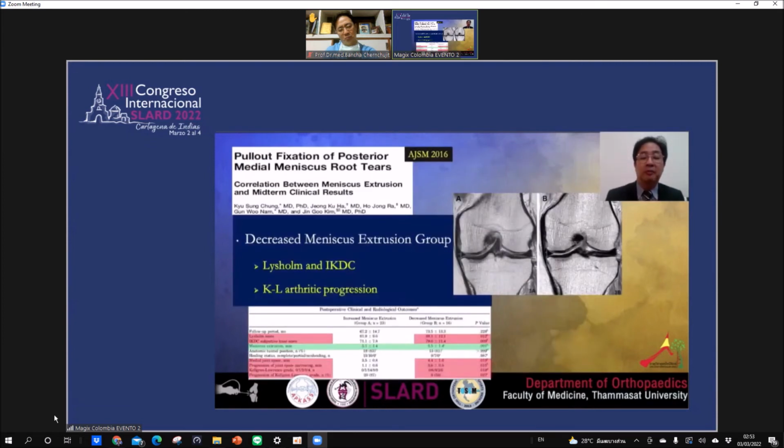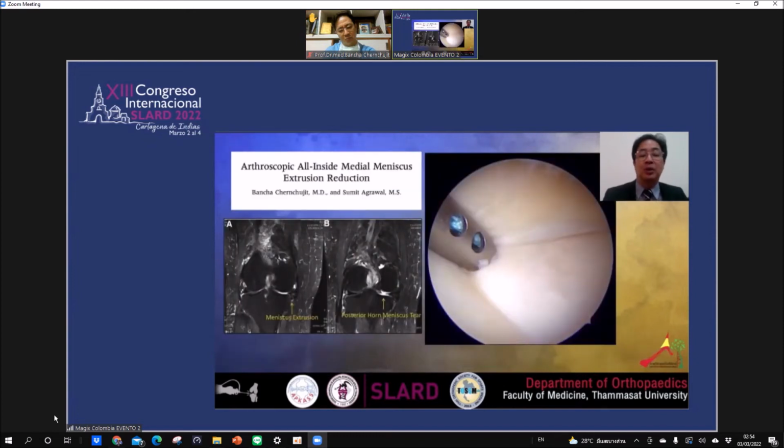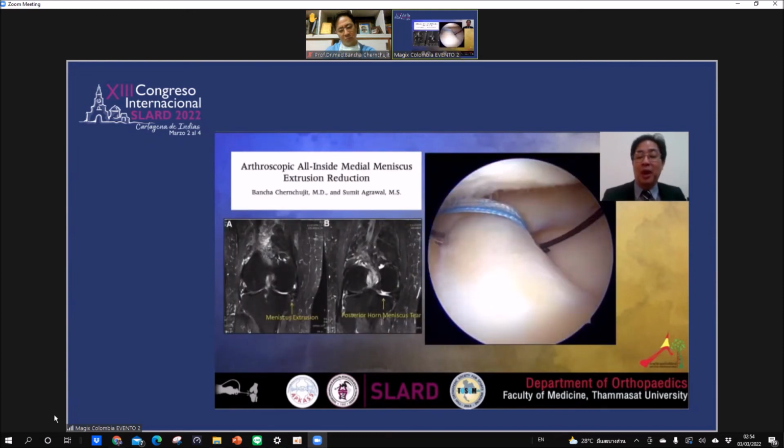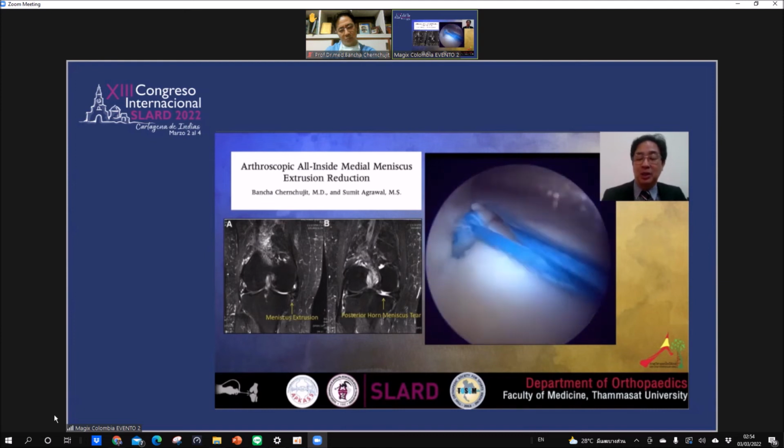Dr. Jin Gu Kim found that the decreased meniscus extrusion group had better Lysholm score and IKDC score and less KL arthritic progression. I propose a surgical technique for arthroscopic direct meniscus extrusion reduction. I use the mid-medial portal to place a soft anchor at the edge of the tibia, then reduce the meniscus to the anchor in horizontal mattress fashion.